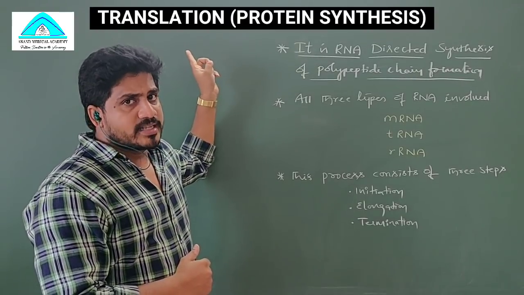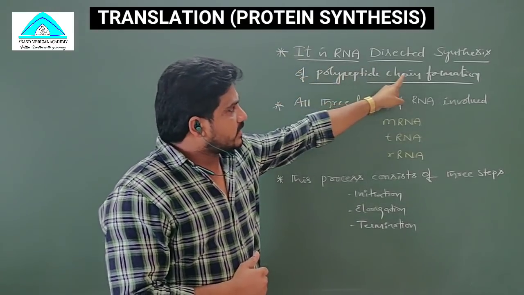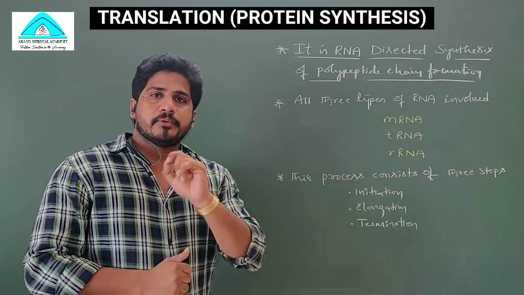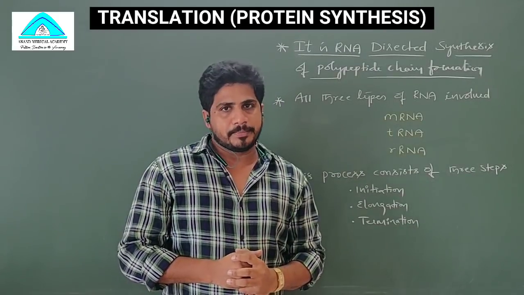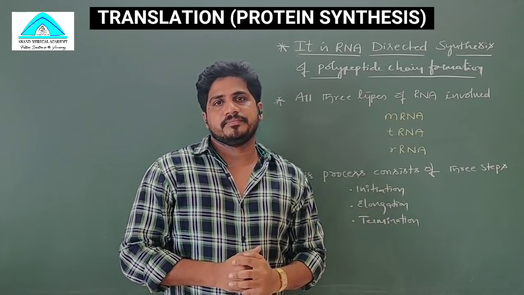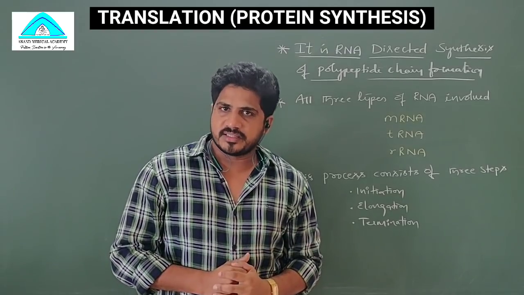During translation, what is happening? RNA is directing the synthesis of a polypeptide chain. Polypeptide chain means what? Protein. Many amino acids linked together by peptide bonds form a polypeptide chain, which is called a protein. Let us see how this process runs.